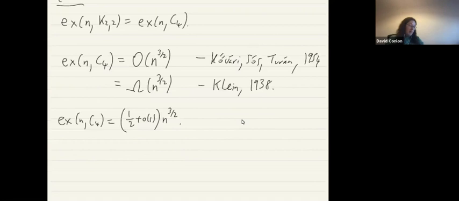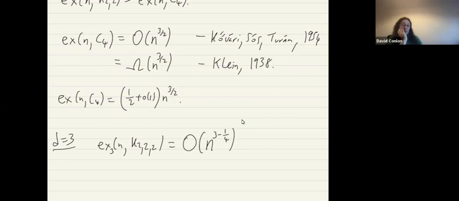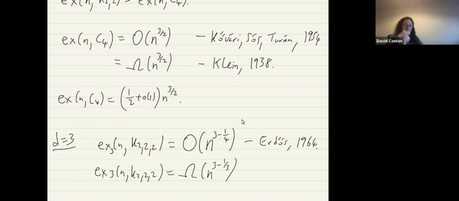For d equals 3, there's a result of Erdős from the 60s. The result of Erdős from the 50s is that this is big O of n to the 3 minus 1/4. And this is Erdős, and I forget exactly what year, maybe 64. On the other hand, the lower bound, the best that's known here, doesn't actually agree with this. So it's omega of n to the 3 minus 1/3. So it's 1/3 instead of 1/4 off from 3.